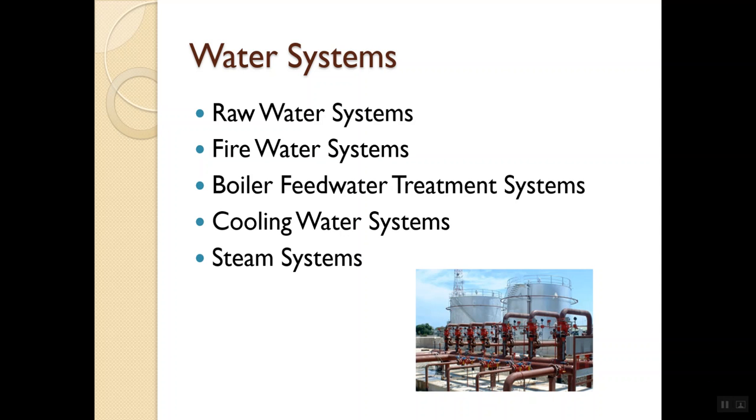Cooling water systems, we talked about a cooling tower before, and so we just have to treat that water similar to the boiler feed water. We add some anti-corrosion chemicals to it so it doesn't corrode our pipes, and we can run it through a cooling water system. And then after the boiler feed water, we get into the steam systems like that.